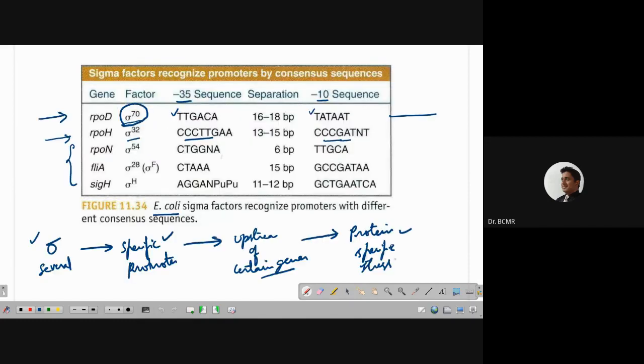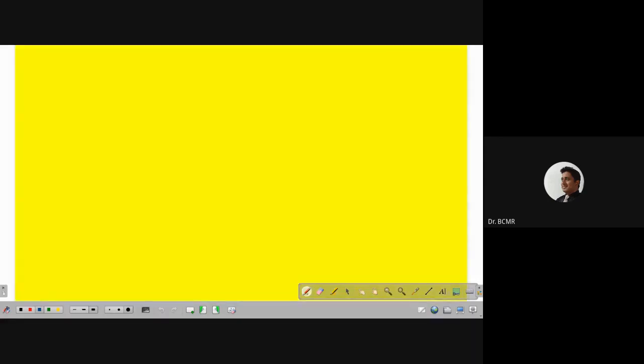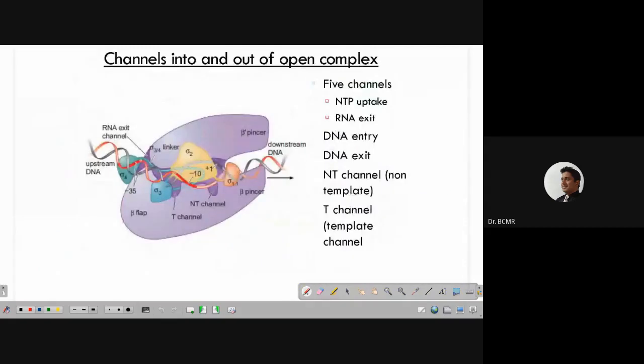I had another picture. I think it is missing, but that's all right. I will show it somewhere else. So we also learned about the RNA polymerase and the channels. It does a lot of functions. It unwinds here, it rewinds here. It polymerizes the RNA, and it will exit the RNA through this channel. If you see this Q sigma 1, 3, 4, that is the sigma factor that we have been discussing.